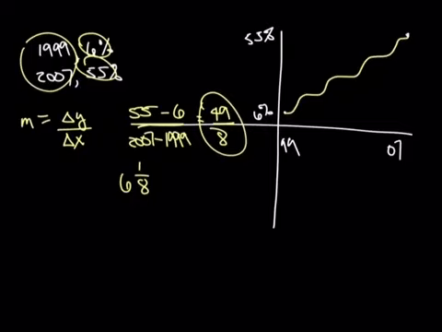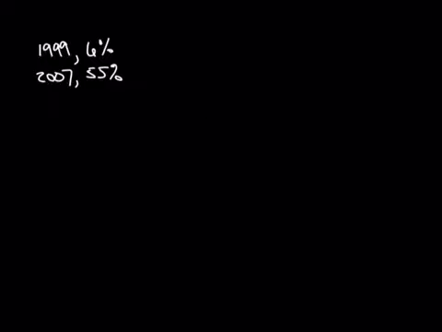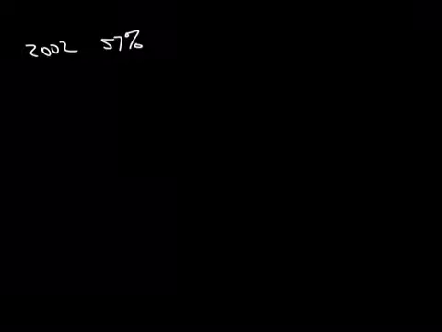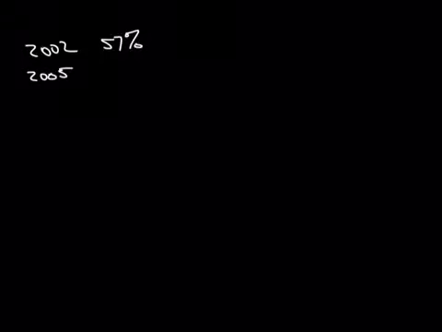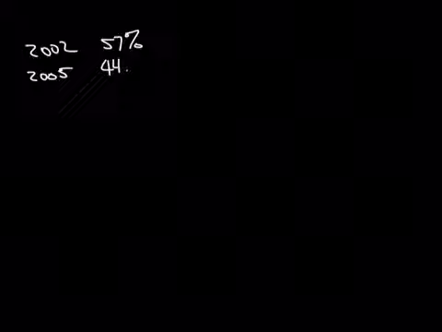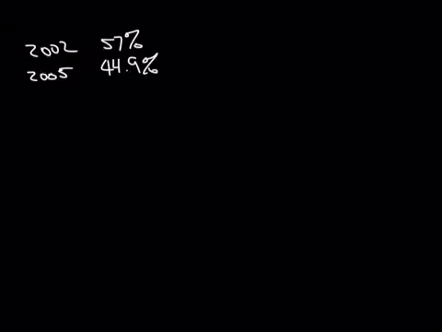All right, let's see if we can get through example number 5. Drinking less soda. In 2002, 57% of beverages sold in high schools were carbonated. In 2005, the percentage decreased to 44.9%. They give you a graph below, and they want you to find the average rate of change from 2000 to 2005 in the percent of beverage sales that are carbonated soft drinks.